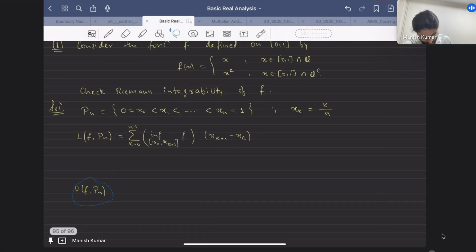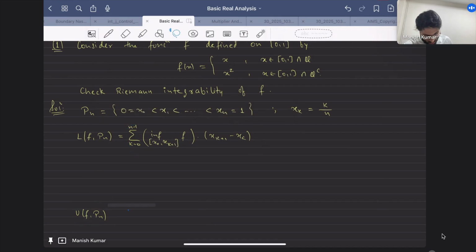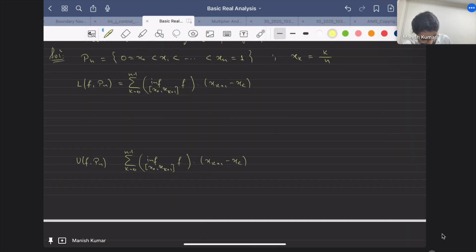Similarly for U(f,P) we'll calculate the supremum of the function in each of the subintervals. Okay, so this is the supremum.